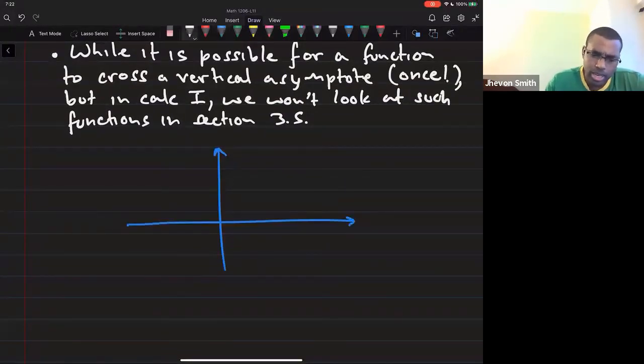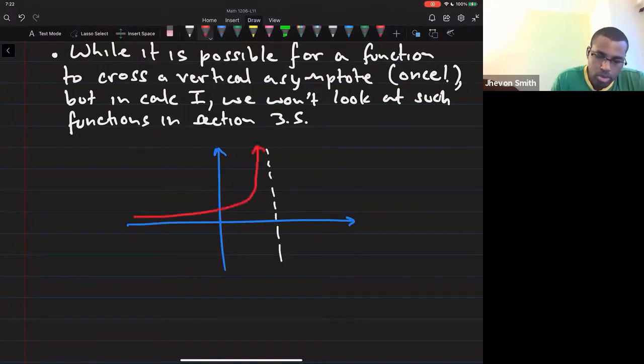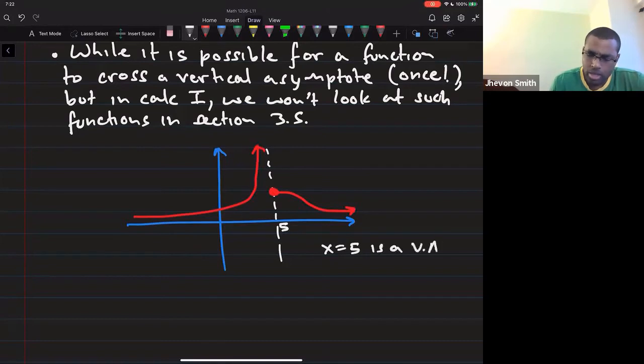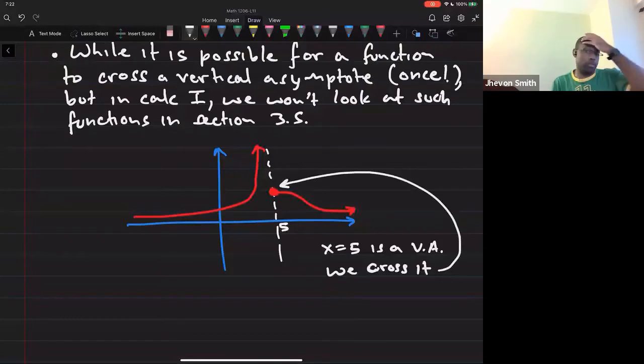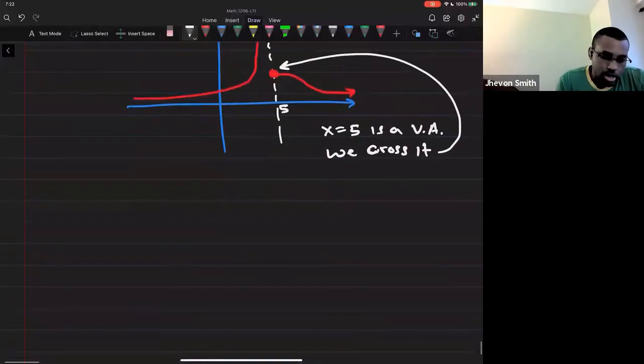So you can have a function like, it does this, shoots up, and then it does that, right? So here, if this is 5, then x equals 5 is a vertical asymptote, but clearly we cross it here, right? So it's possible to cross it, but it's not very likely.